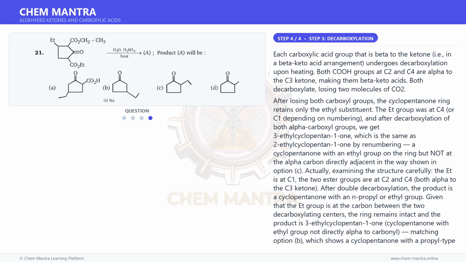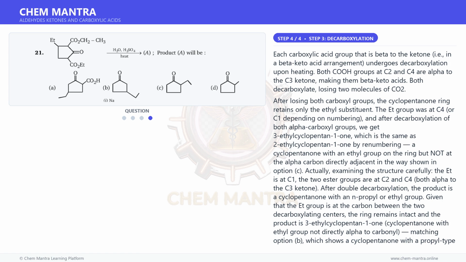with a propyl-type substituent. The n-propyl shown in B actually represents the ethyl-substituted cyclopentanone with the Et group. Option B shows 3-propylcyclopentan-1-one, which upon re-examination matches the connectivity after both decarboxylations with the ethyl group retained.